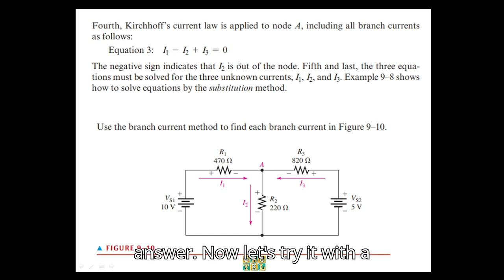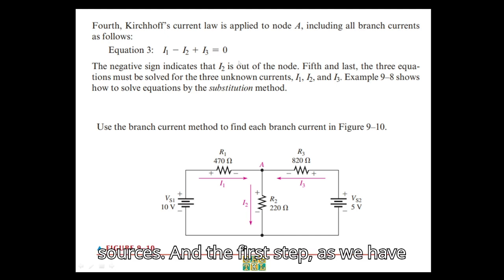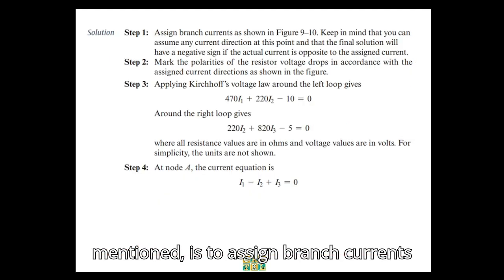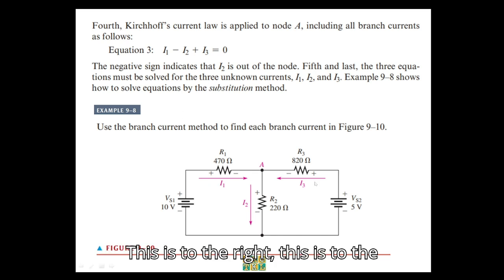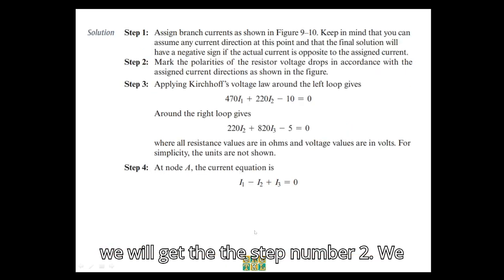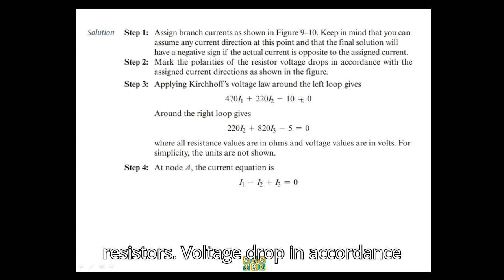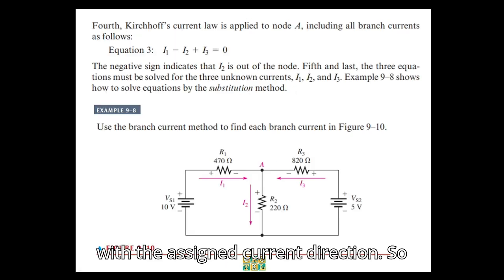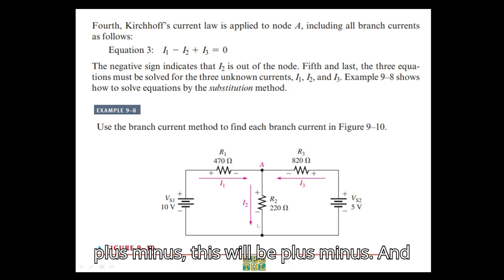Now let's try it with a problem here. We have two voltage sources, and the first step, as we have mentioned, is to assign branch currents in the figure, and we already did that. This is to the right, this is to the left, and this is downward. And then we will get to step number two. We will mark the polarities of the resistors' voltage drops in accordance with the assigned current directions. So this will be plus minus, this will be plus minus, this will be plus minus.